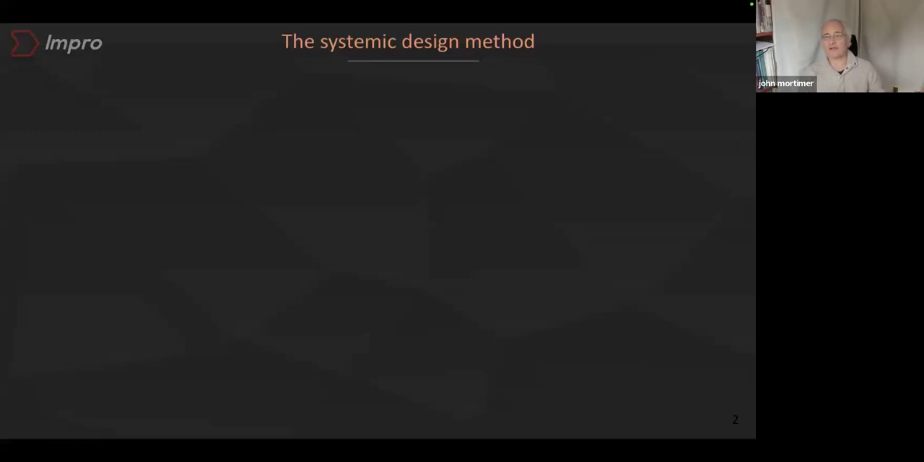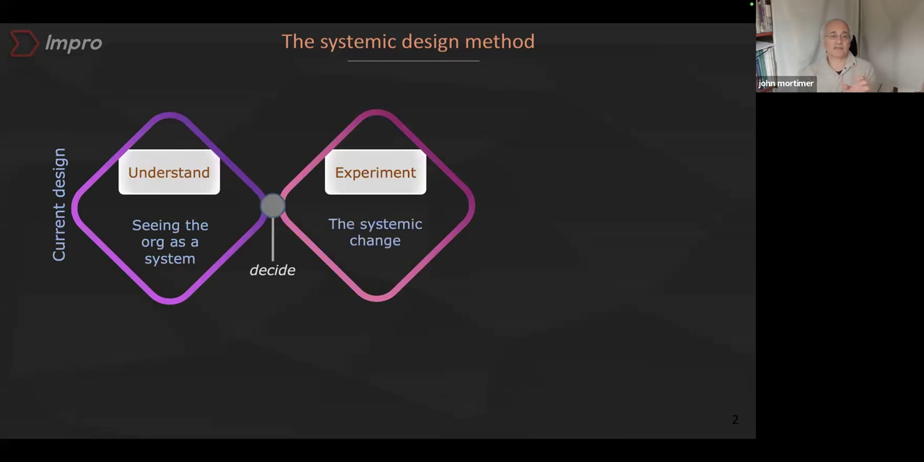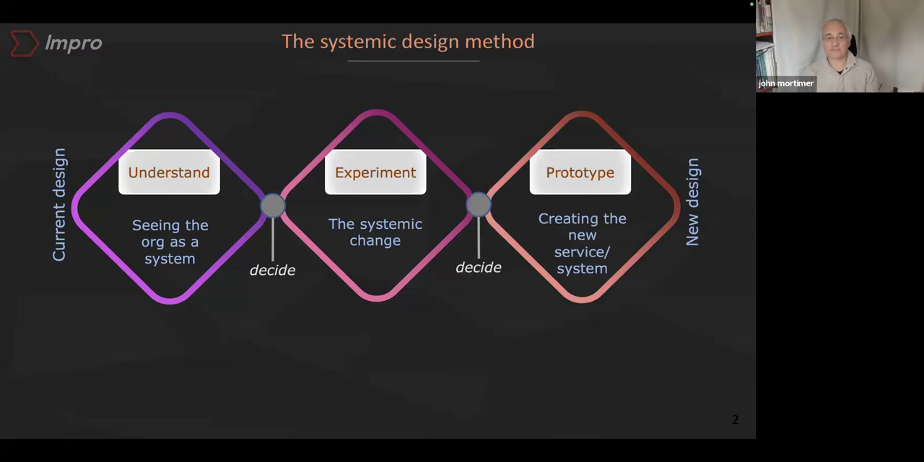And the core of the Vanguard method is a series of steps that starts with understand. And in some books and the more traditional side of Vanguard, this is called check. So this is about seeing the current organization as a system. And then after that, there's a decision point as to whether we proceed or not. And the next stage is then an experiment, a test and learn experiment about where we apply systems thinking with a team in a new way of working to see what we can learn. And from that learning, we then create a new prototype.